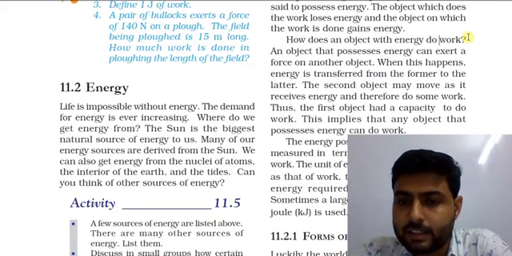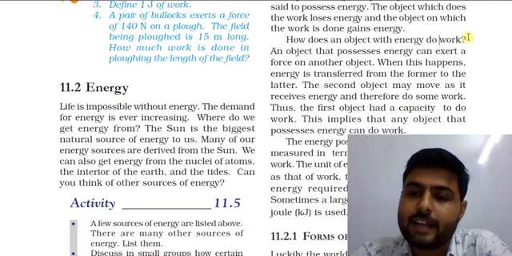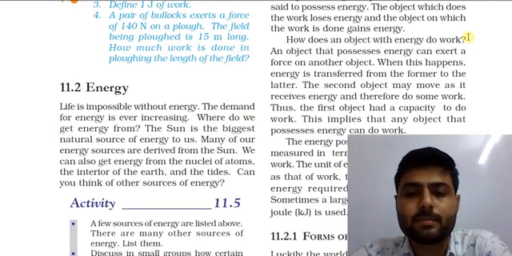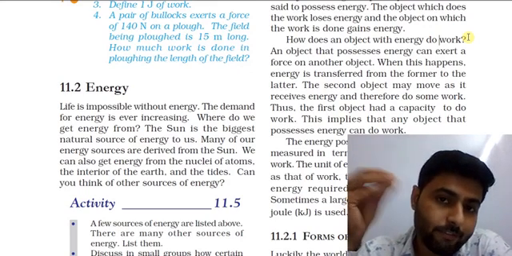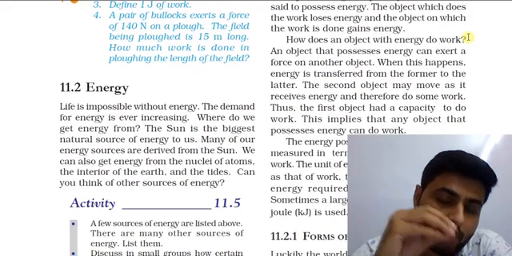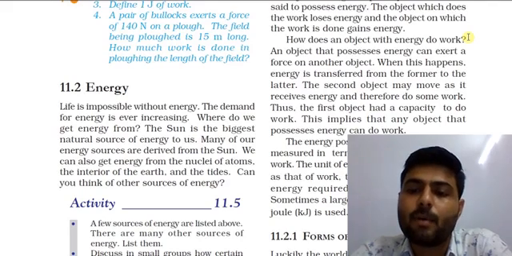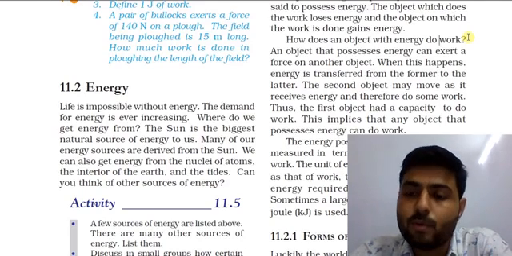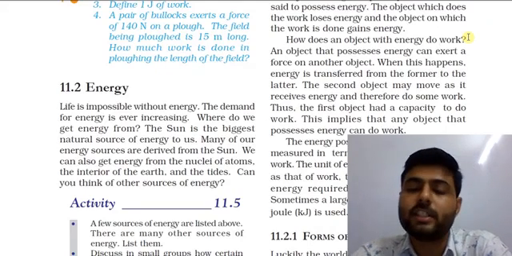This second object may move as it receives energy and therefore do some work. If we do work on some object, it gets energy and therefore it can do work. Thus, the first object had a capability to do work. This implies that any object that possesses energy can do work.